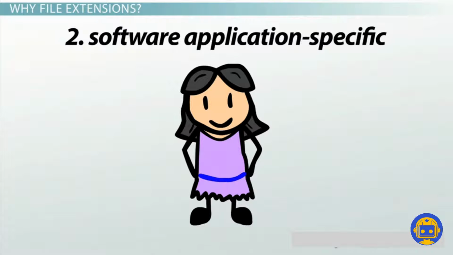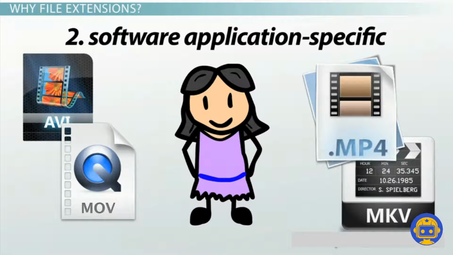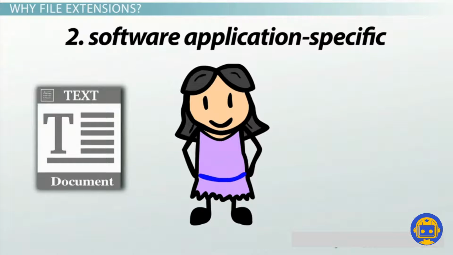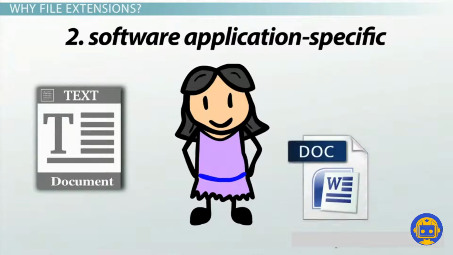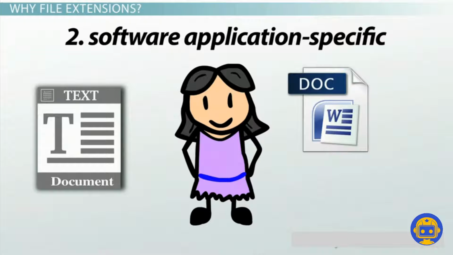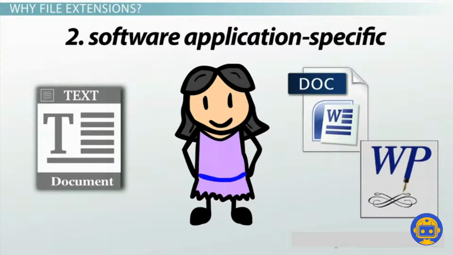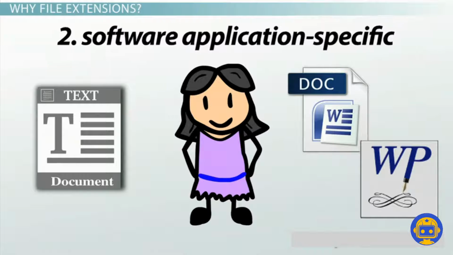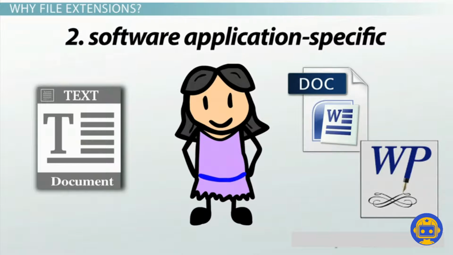So a second reason for so many different file extensions is that different software applications organize similar data in different ways. For example, documents created using word processing software use mostly text, but Microsoft Word saves files as a .doc. File extensions can therefore be software application specific.